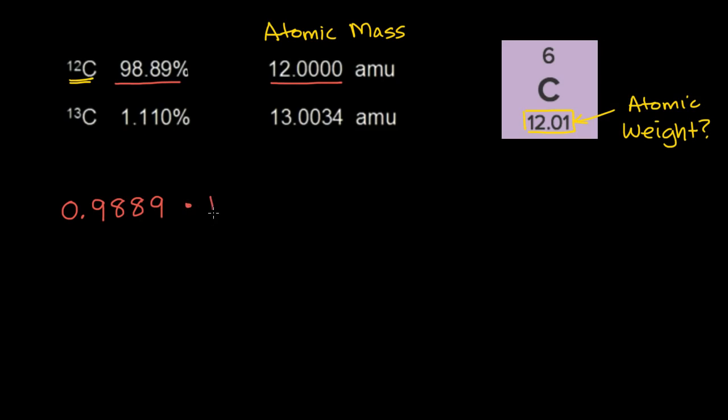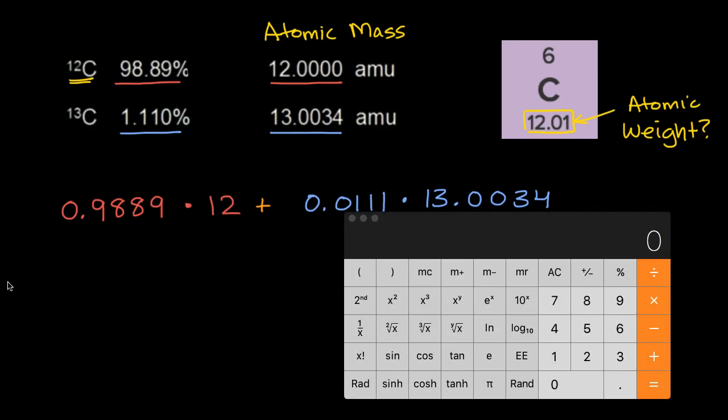So it'll be 0.9889 times 12, and to that we are going to add 1.11% times 13.0034. So as a decimal, that's going to be 0.0111, or 1.11% is 0.0111, and I'm going to multiply that times 13.0034 atomic mass units. So what does that give us?